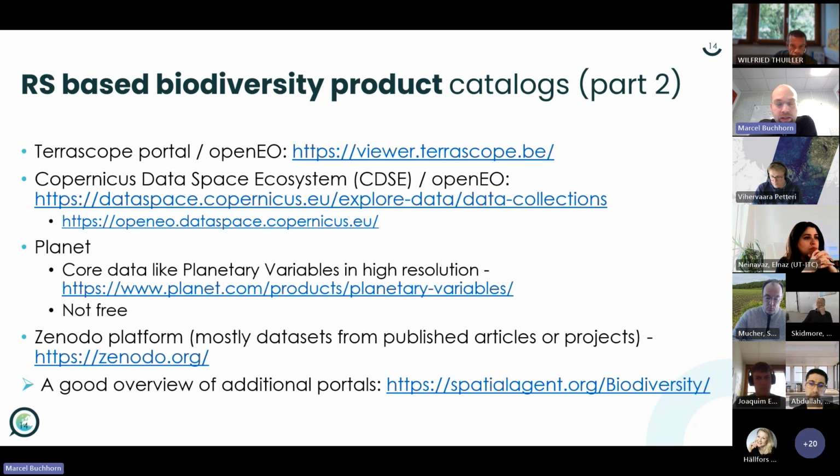I think a lot of you already know the Zenodo platform, which is used mainly by projects as well as by a lot of journals to publish data next to the articles. Here you can also find quite a lot of biodiversity products which are directly usable. A good additional overview is the spatialagent.org webpage I brought. There you can find an overview of nearly all portals dealing with biodiversity data.